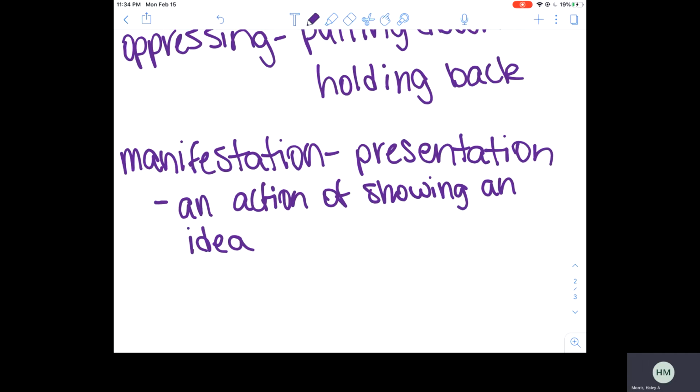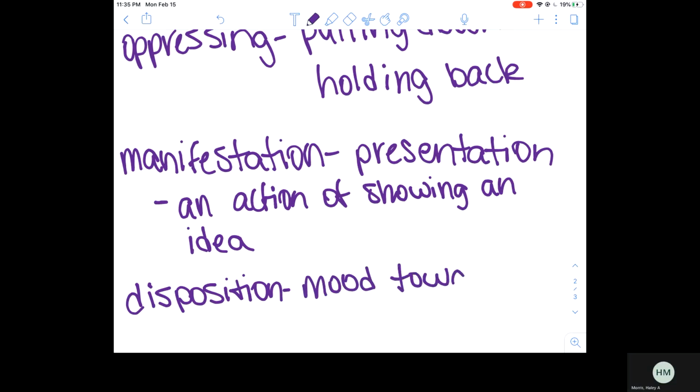And then finally, the last word was disposition. Disposition is like your mood toward the other party. Or the other person.